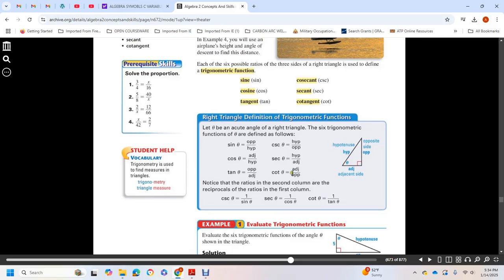Notice the ratios of the second column are the reciprocals of the ratios of the first column. Cosecant is 1 over the sine of angle θ. Secant is equal to 1 over the cosine of angle θ. Cotangent is equal to 1 over the tangent of θ.